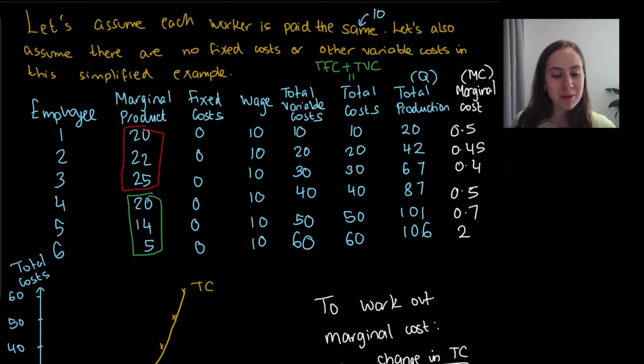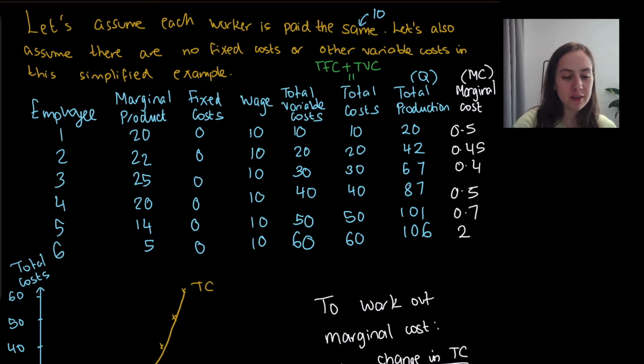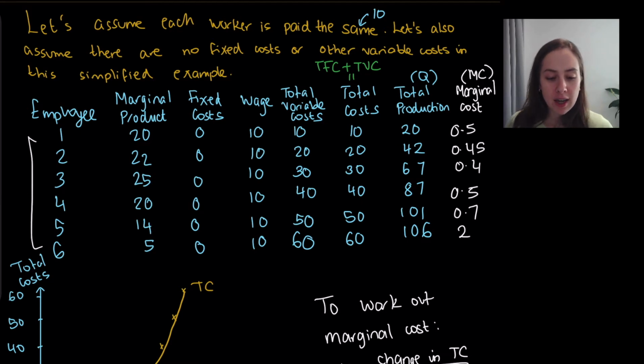I've got a table, and this is a really fun table. I've got the same example with the 6 employees, and I'm still talking about how many pizzas they add to the business. Employee 1 is still adding 20, we drew that 20. Employee 2 is still adding 22. So that's the same. Here, we're just going to work out the marginal cost.